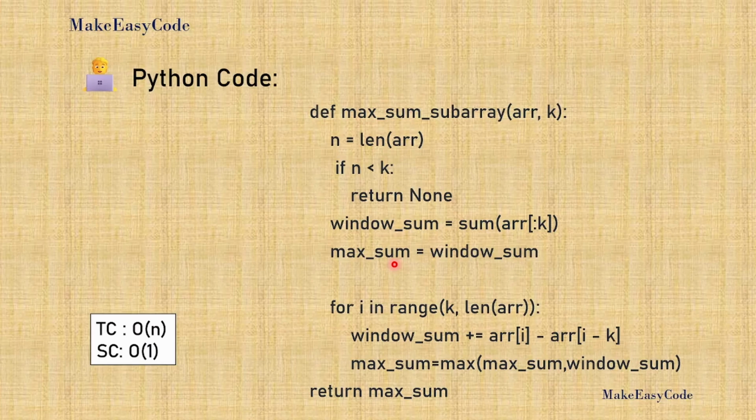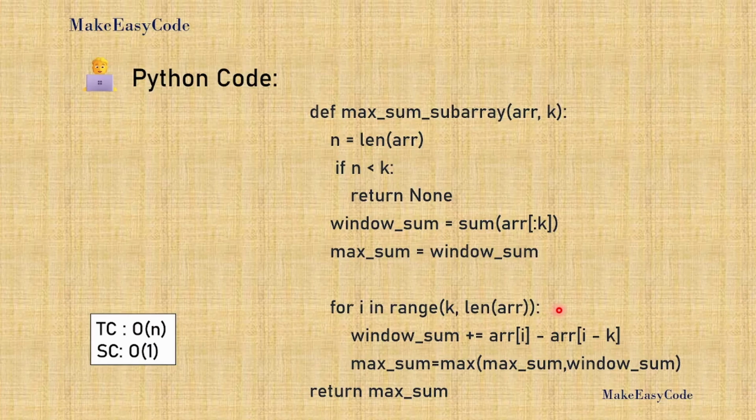And after that, in this step, we loop through the rest of the array starting from index k up to the end. This loop is where we keep sliding the window one step at a time. Hope you understand up to this.